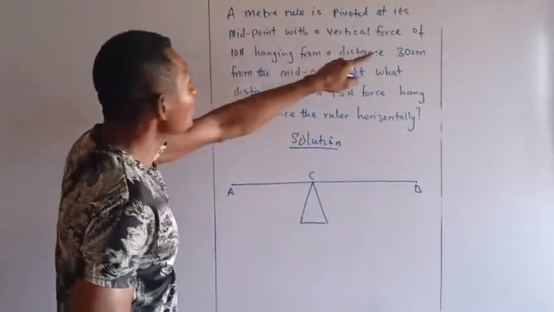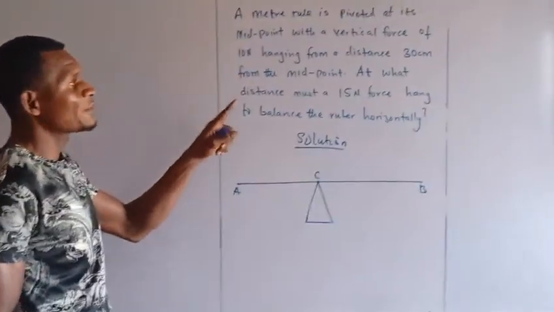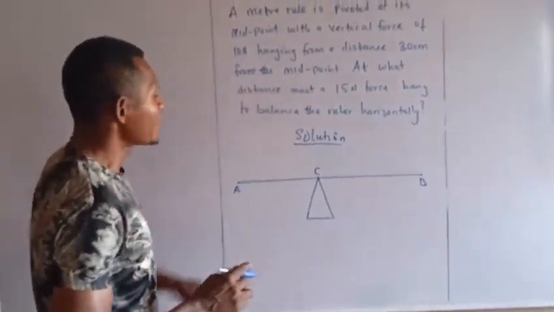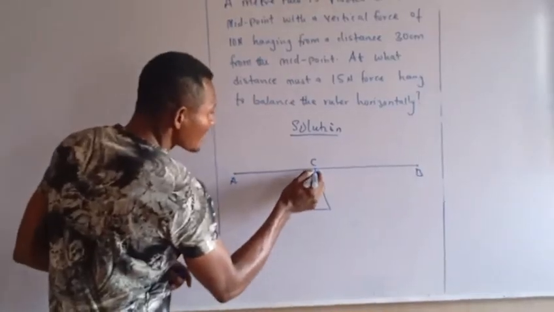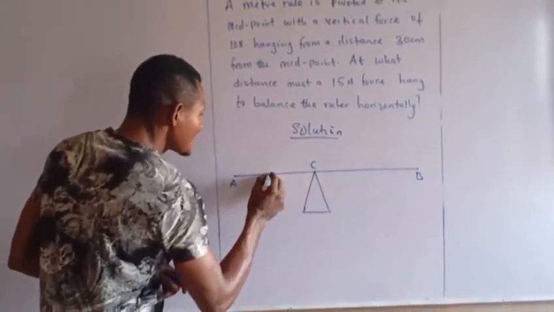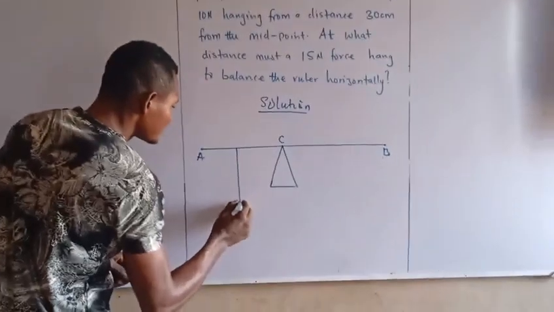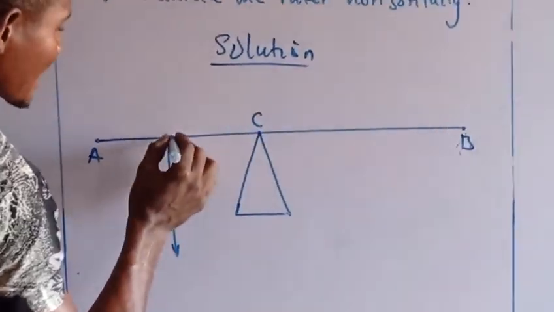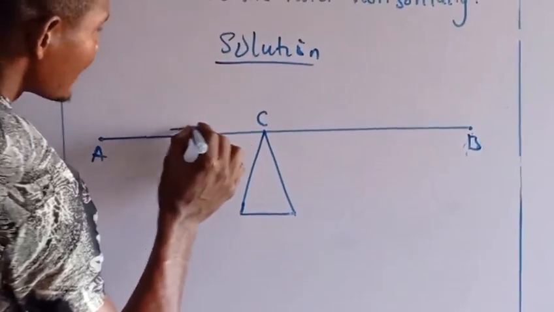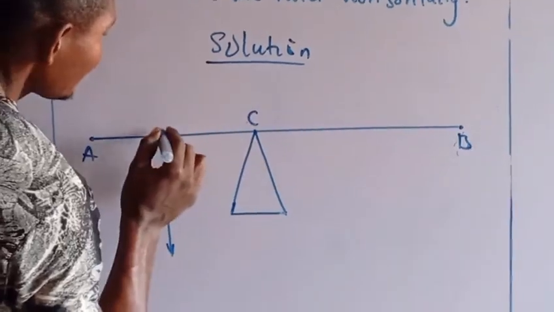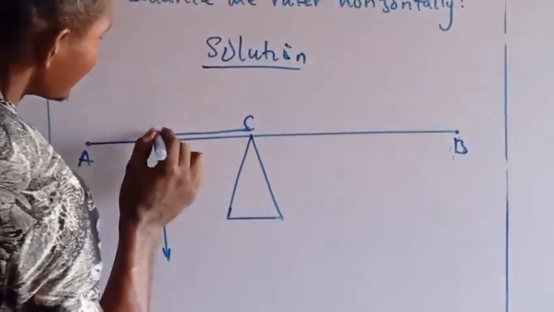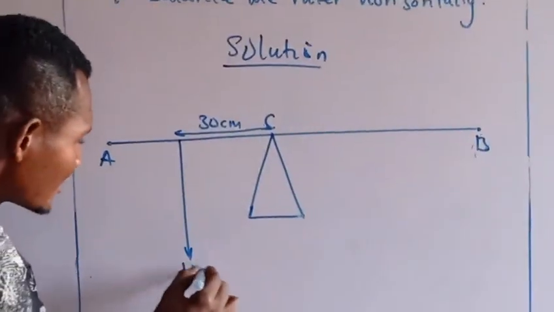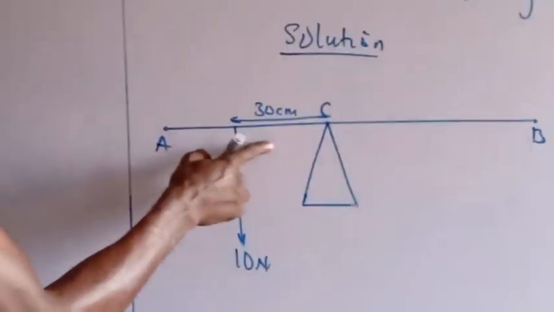Now, they say a vertical force of 10 Newton hangs from a distance 30 cm from the midpoint. So from this midpoint, as we are coming this way, 30 cm is somewhere here. Assume from this point to this point is 30 cm. So I can write from here to this point is 30 cm. So this is the 10 Newton force hung on this point.